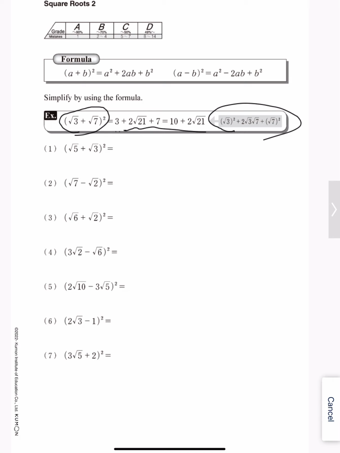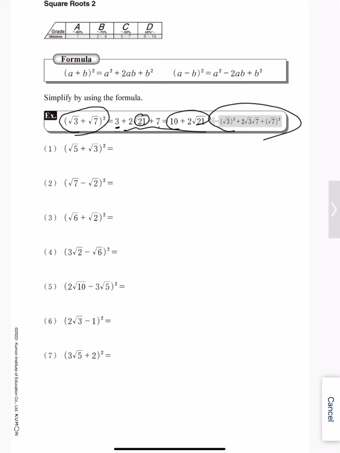We have root 3 plus root 7 to the power of 2 is equal to 3 plus 2 times root 3 times root 7, where we get the root 21, and plus 7. And then after simplification, we get 10 plus 2 root 21. To understand this process, we have to first take a look at the formula.